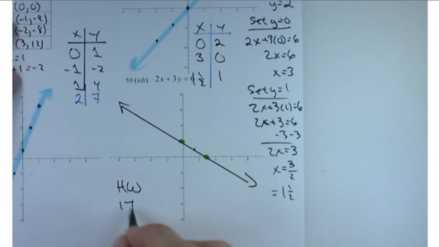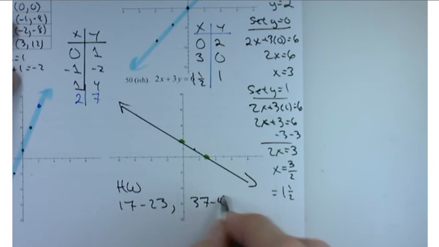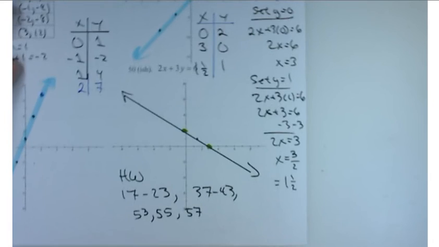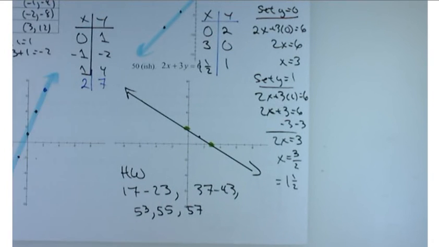For homework, for right now, try 17 through 23, 37 through 43, and 53 through 57. That's section 3.2.